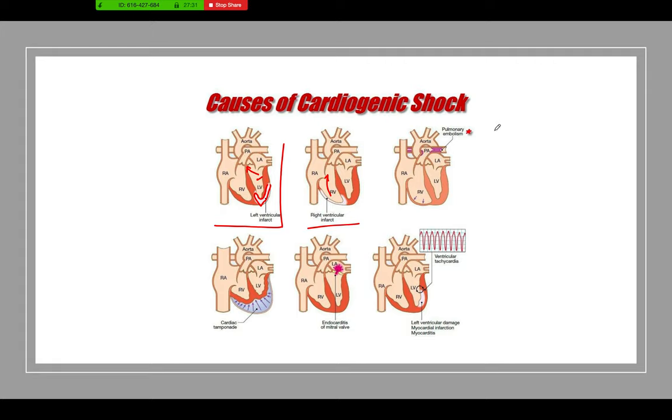Okay. Pulmonary embolism. Here we have some sort of blockage in the pulmonary artery that does not allow blood to move from the right ventricle into the lungs. And so we should have a dilation of our right ventricle, dilation of our right atrium. Our JVD will be there as well. Cardiac tamponade is when we have accumulation of fluid between the myocardium and the pericardium.